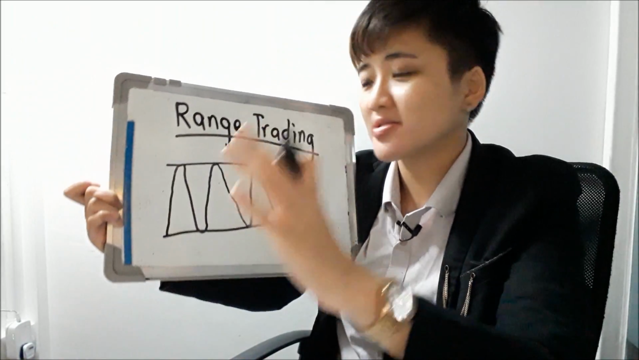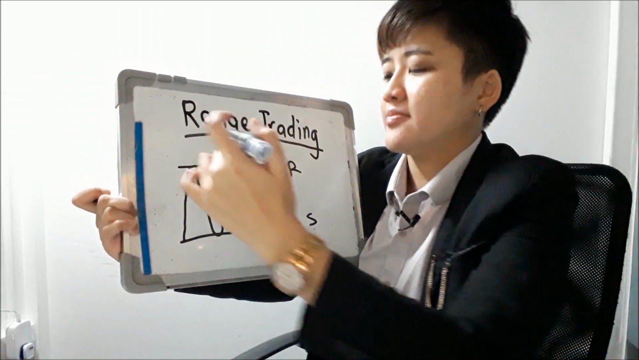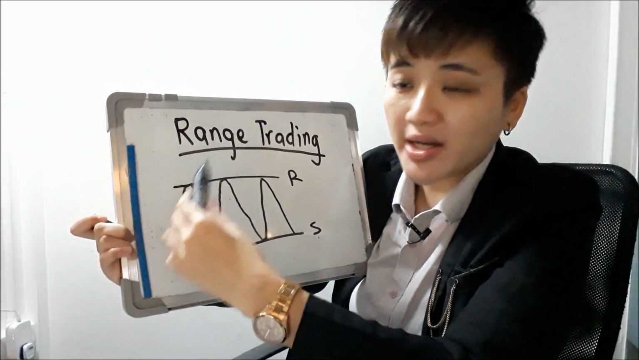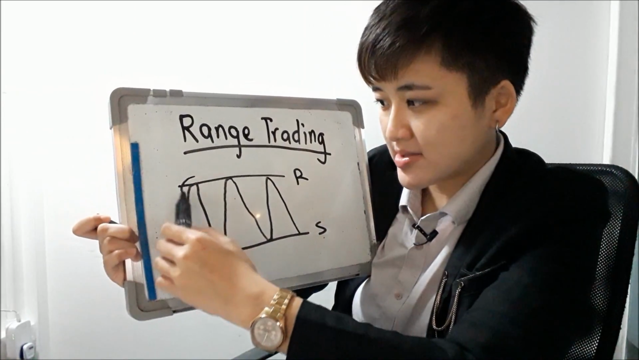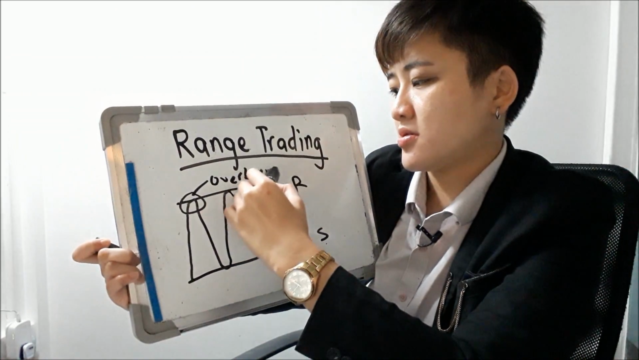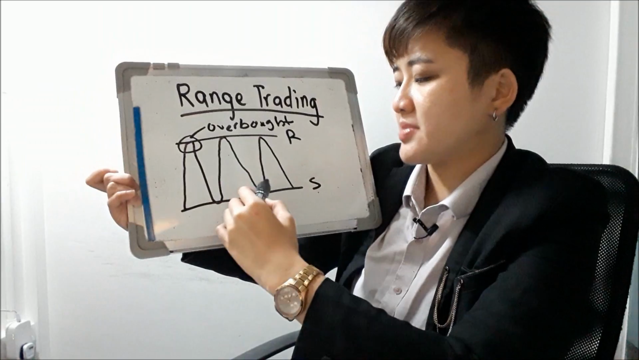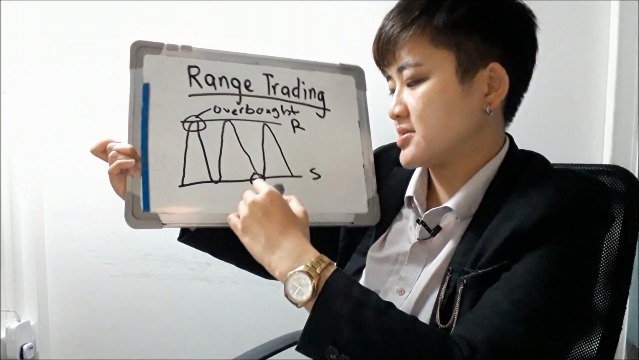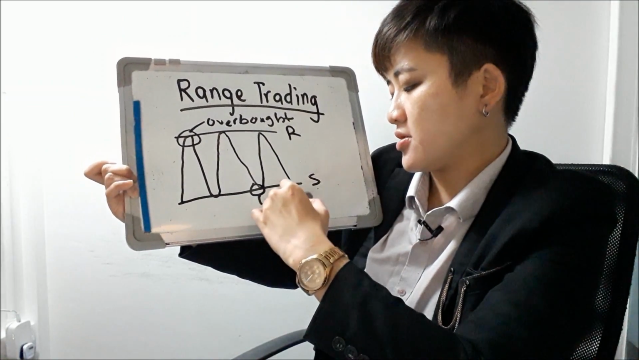So some people, when they use support and resistance, they don't just use these indicators alone. They might use RSI combined with this so that they can see here whether it is overbought or not. And also when the price comes down, they want to see whether RSI tells them it is oversold.